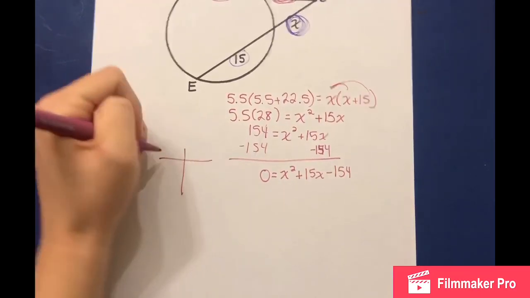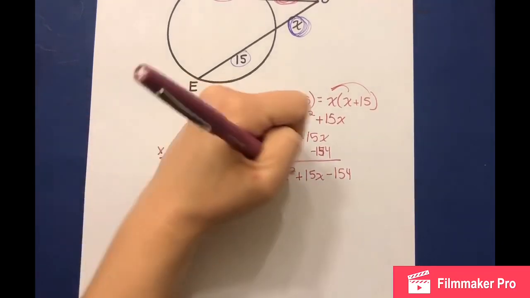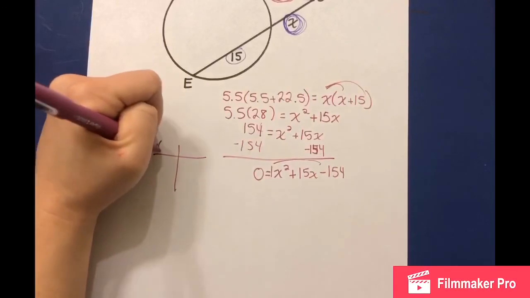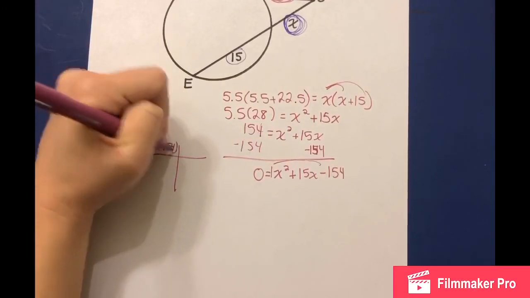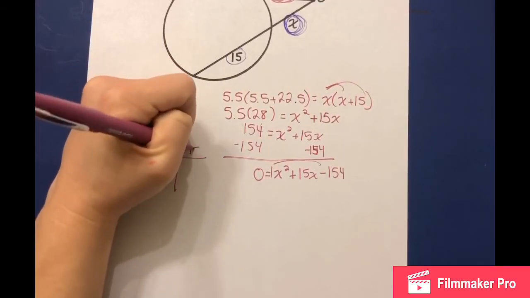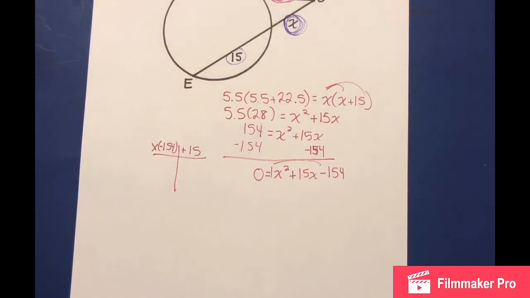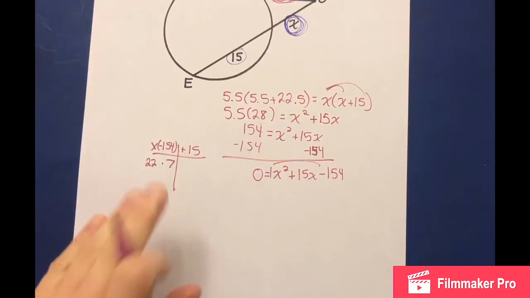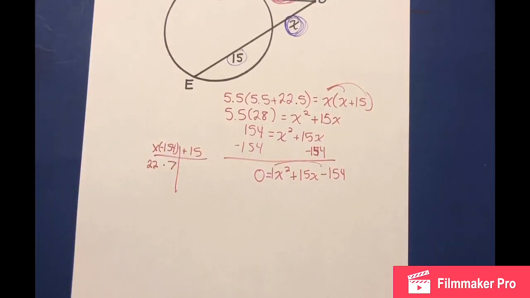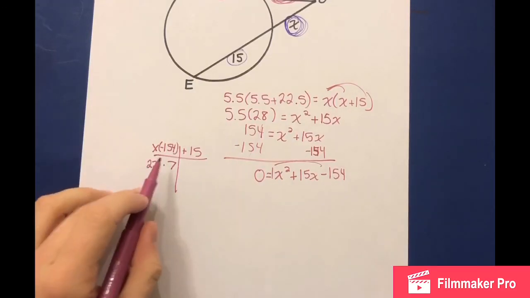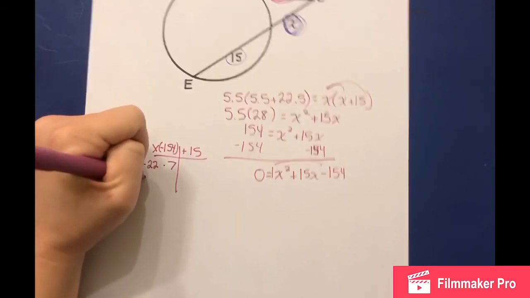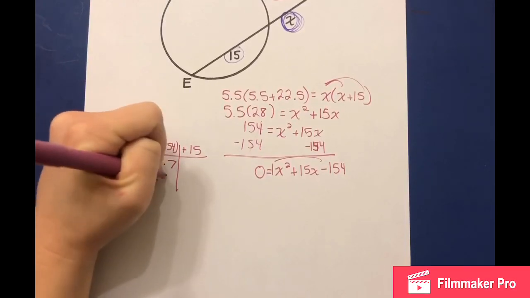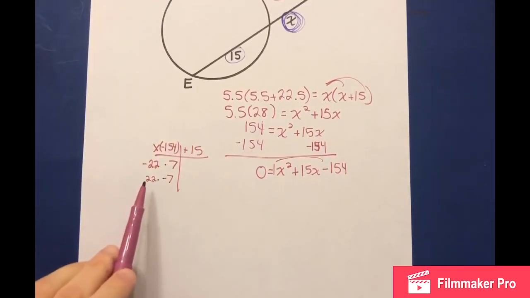I make my T-chart. What multiplies to, and this is a 1, so it multiplies to negative 154. What adds to 15? So just take 154, start dividing it by numbers. In this case, I ended up getting 22 times 7. You're really looking for the two numbers that have a difference of 15. So those are the two that I got. It has to multiply to a negative, so one's going to be negative. Let's see which one works. This one.